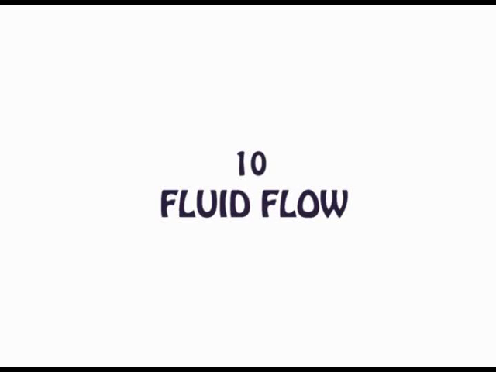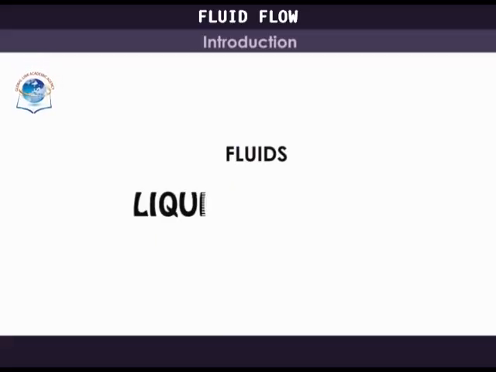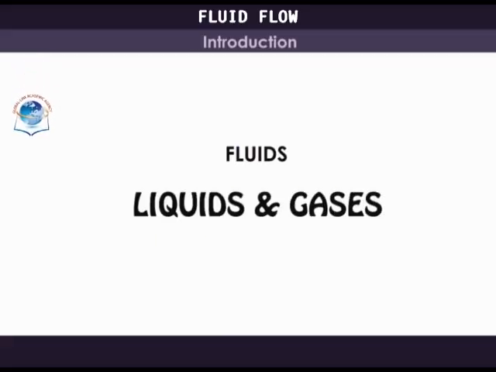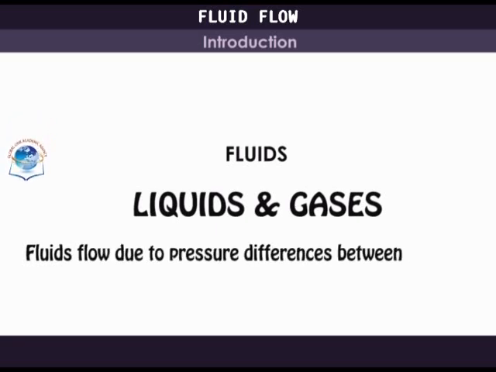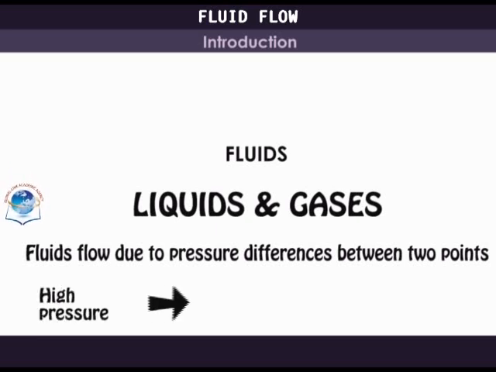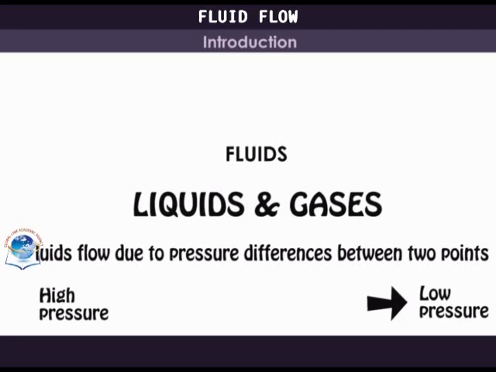Last chapter, fluid flow. Now, when we talk about fluids, we mean both liquids and gases. And the reason why fluids flow is because of pressure differences between 2 points. Fluids always flow from areas of high pressure to areas of low pressure. An example of fluid flow is blood flow in blood vessels.